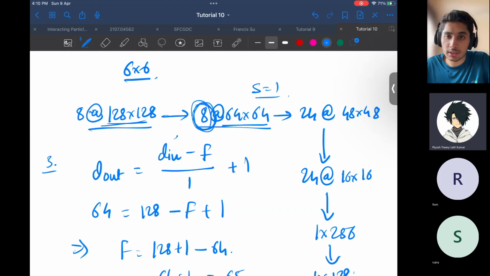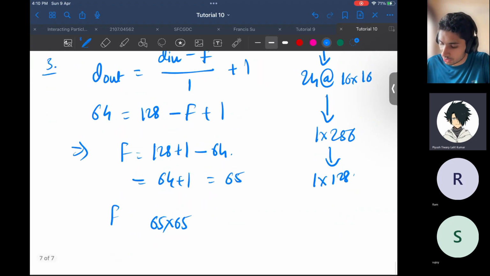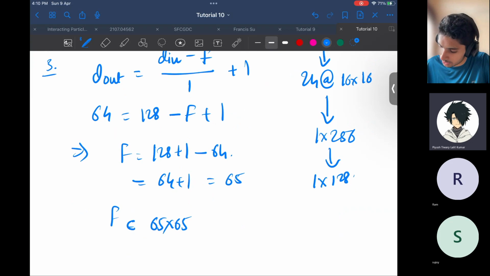Now remember that each filter is responsible for one channel. Okay, there are 8 channels here, so there must be 8 filters, right? So the filter should have a dimension of 65 cross 65 cross 8. Okay, and this will be the correct answer.